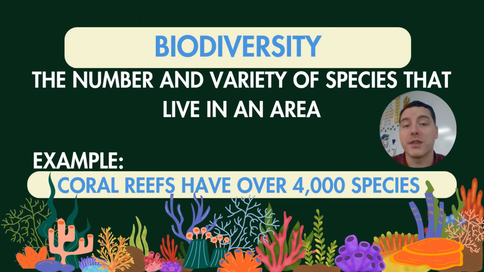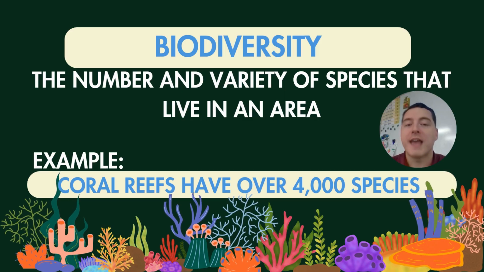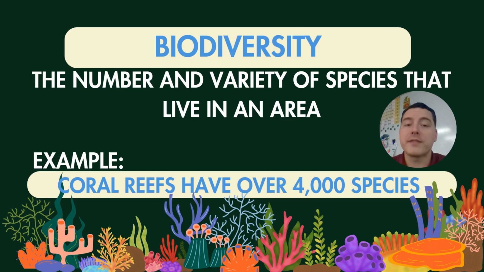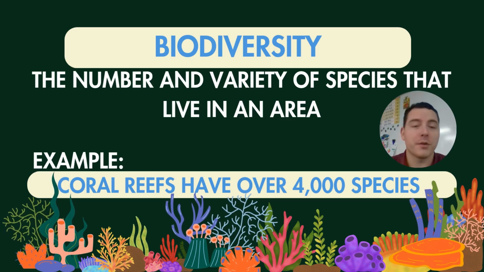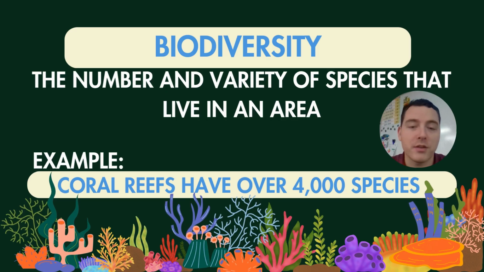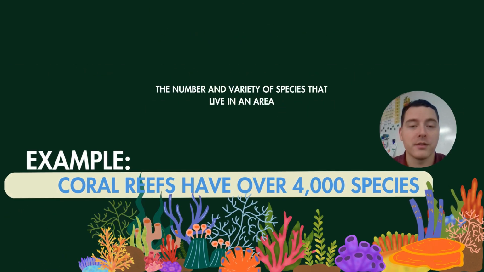So, biodiversity, the number and variety of species that live in an area. So, coral reefs have over 4,000 species. There's also over 16,000 different species in the rainforest.